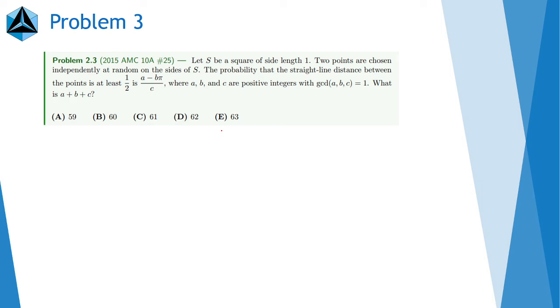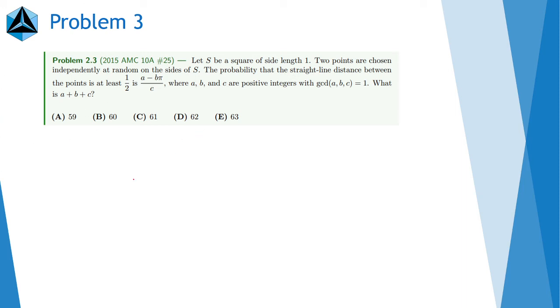And for today, we have one last example to go over. 2015 AMC 10A number 25. Let S be a square of side length 1. 2 points are chosen independently at random on the sides of S. The probability that the straight line distance between the points is at least 1/2 is (A minus B pi) over C. And you want to find the sum A plus B plus C.